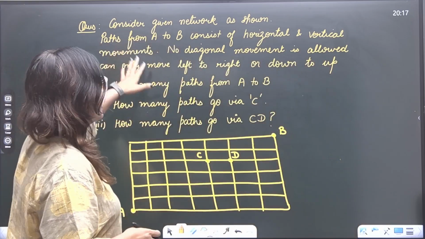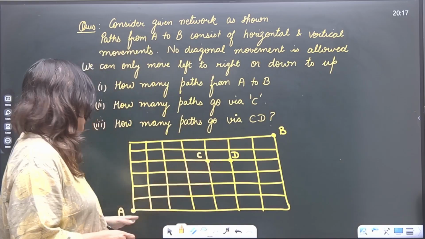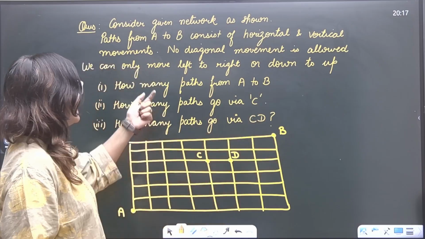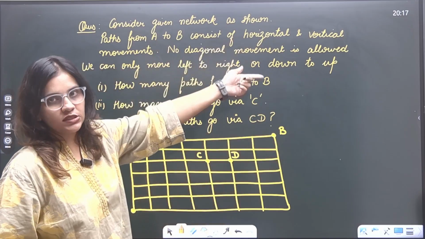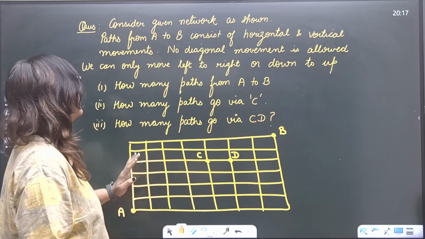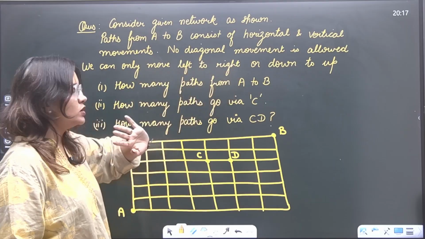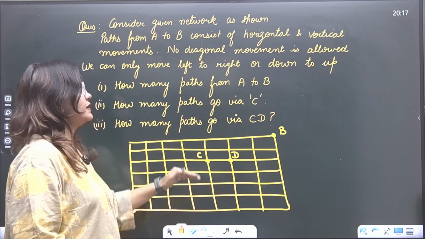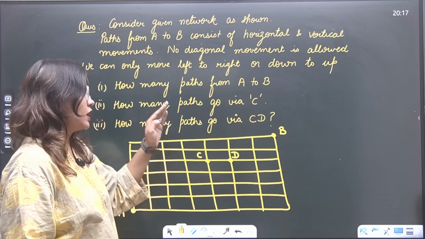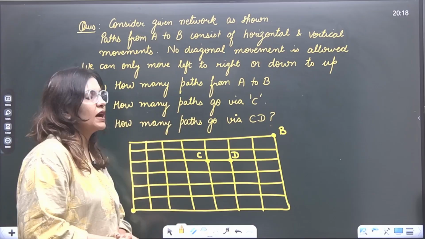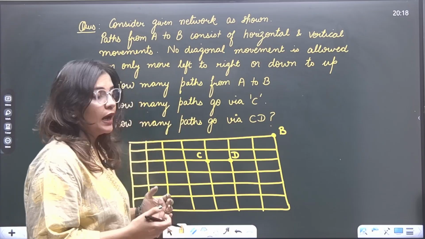And there are a lot of paths which you can follow to move from A to this point B. You can only move horizontally or vertically. You can use this horizontal path or vertical path. No diagonal movement is allowed, and only left to right movement and down to up movement is allowed, not up to down or right to left. Okay. So the first question is, how many paths from A to B are possible?